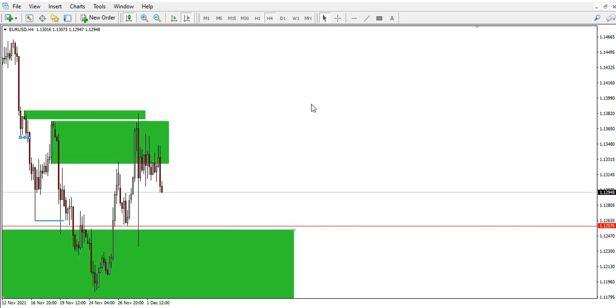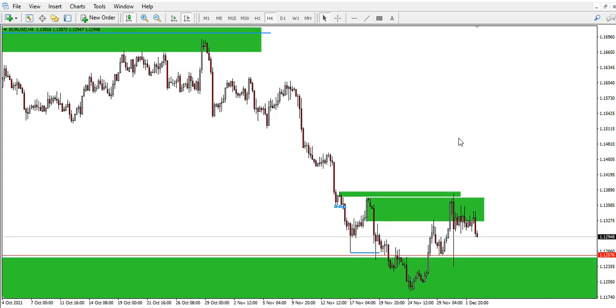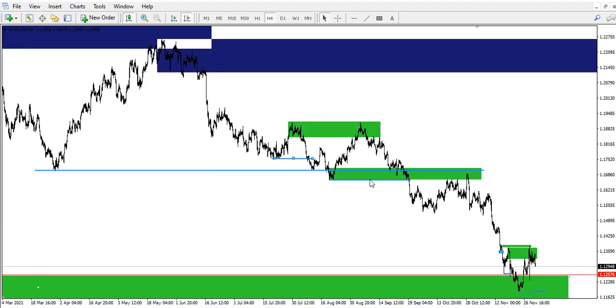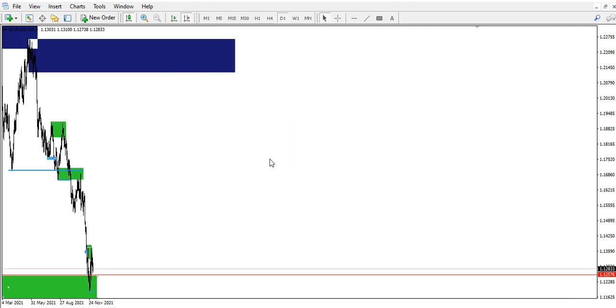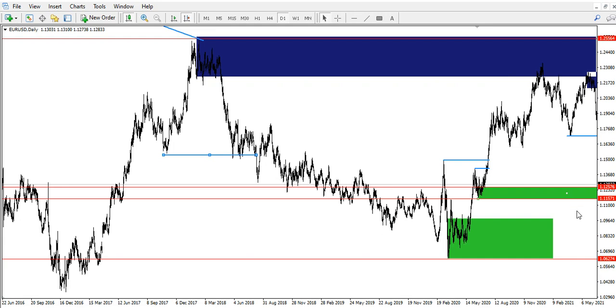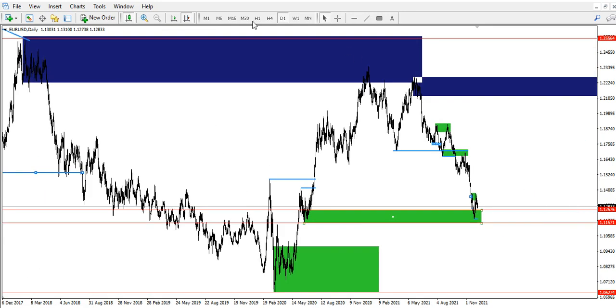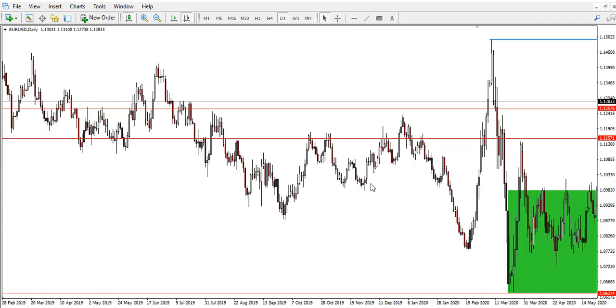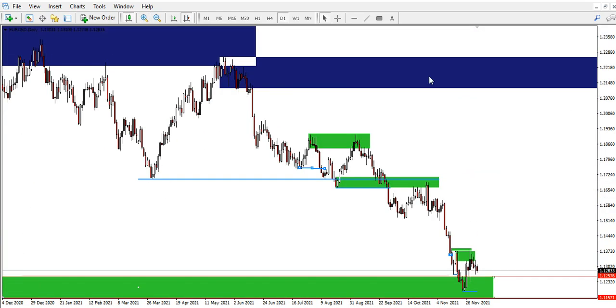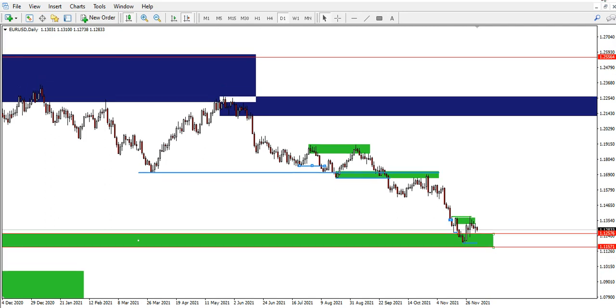Okay, so let's go back to H4 now. This was the entry here, and then price came down, and now we are waiting for price to break this structure here. Should price break this structure, it will trade below 1.11571, and then after that the same thing will happen over and over.